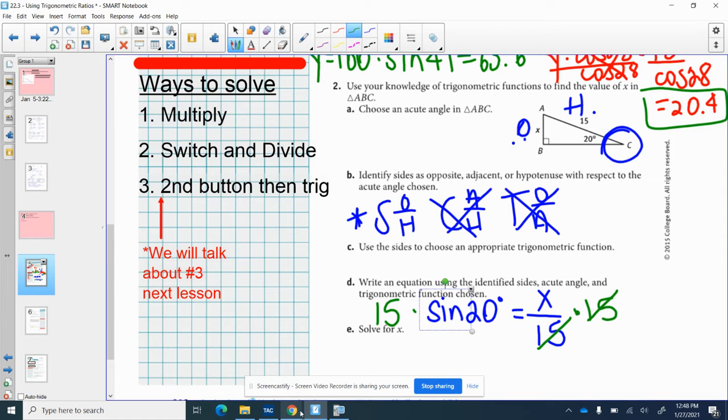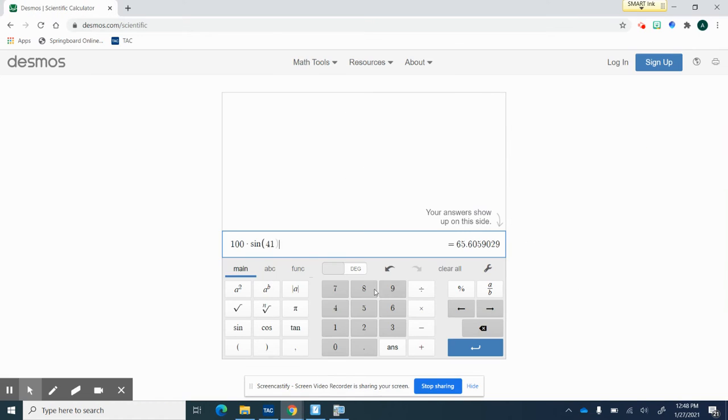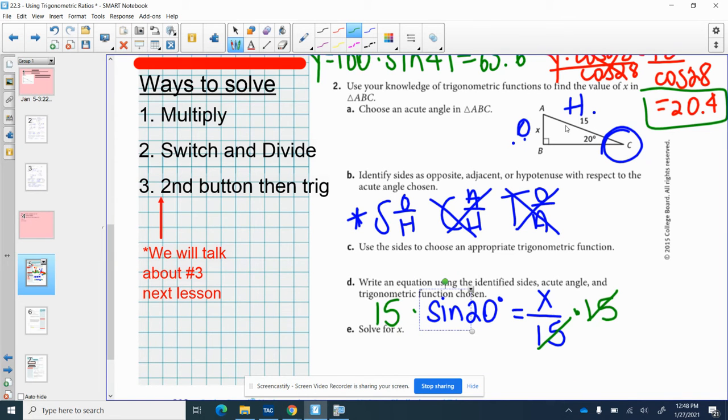And we're going to say, okay, 15, if we clear this out, clear all, 15 times the sine of 20 is about 5.13 if we round. Okay? So our final answer for x, 5.13.